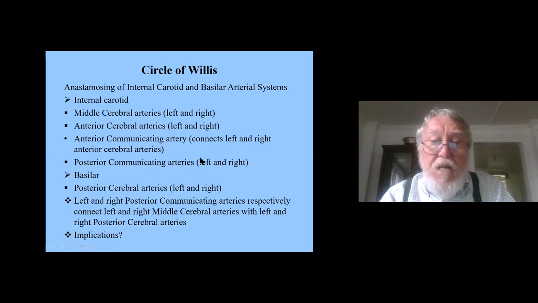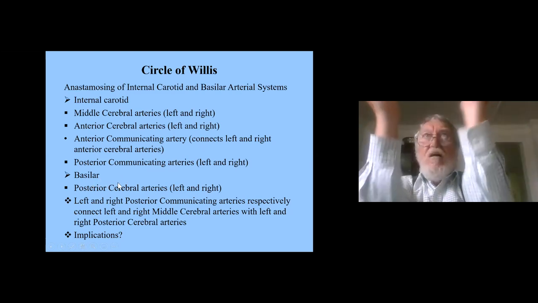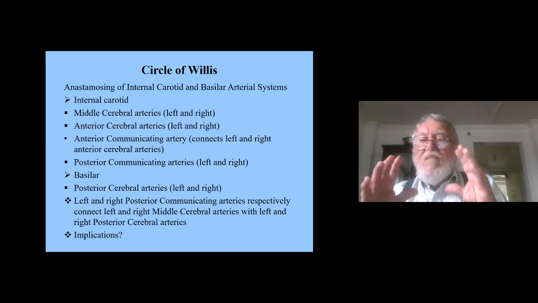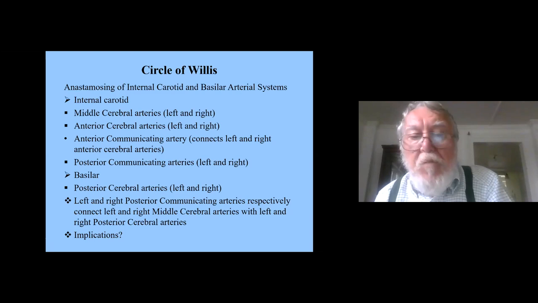Now, the posterior communicating left and right interacts with the posterior cerebral artery left and right. If you remember, the posterior cerebral arteries are the most rostral arteries of the basilar artery, and they sort of come off of it and go this way. So now, what is an interesting anastomosing? What the left and the right posterior communicating arteries do is they connect the left and the right middle cerebral arteries with the left and the right posterior cerebral arteries. So we literally have this connection. And what are the implications of this?